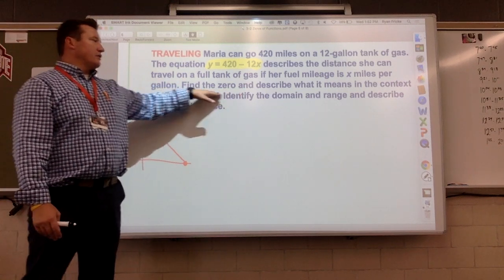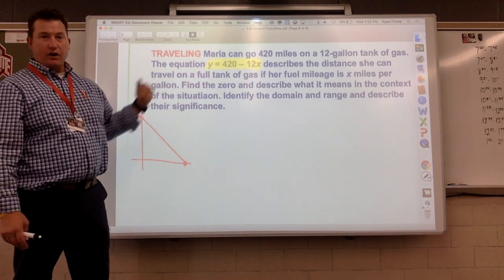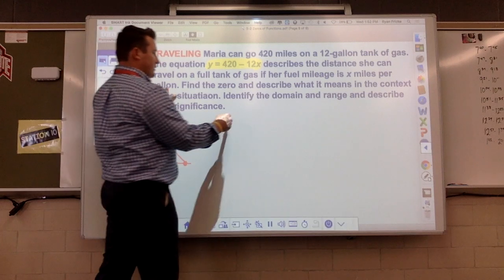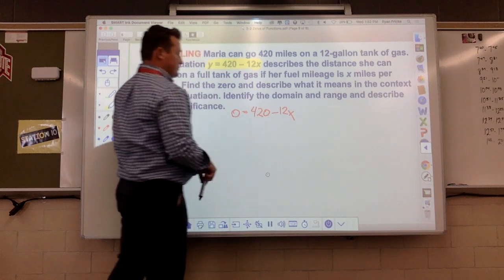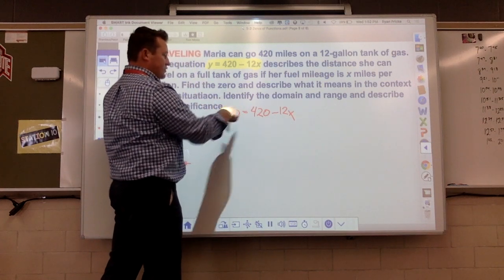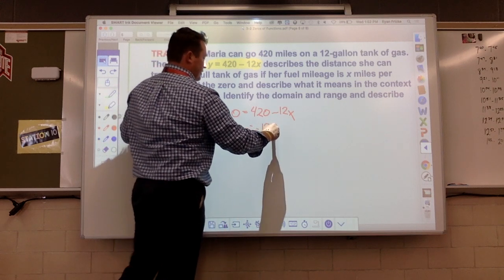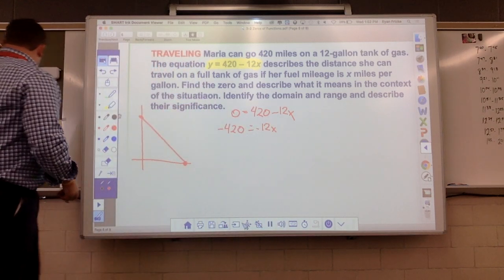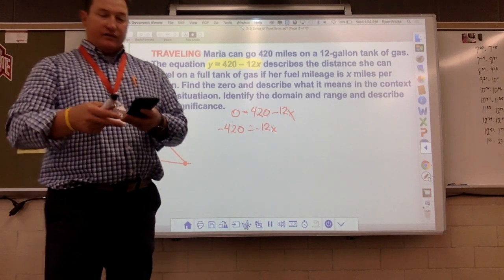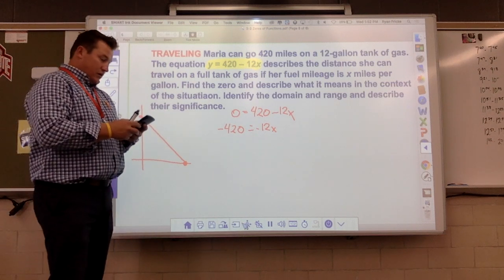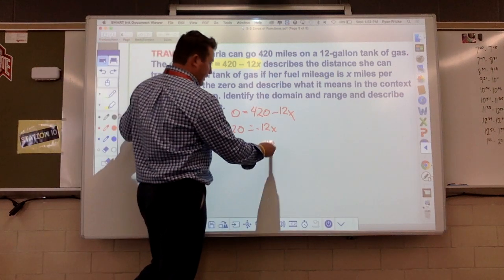So first off, find the zero and describe what it means. To find the zero, replace y with 0 and solve for x. So 0 equals 420 minus 12x. We're going to move 420 over here by subtracting it, and it will turn into negative 420. I don't think these numbers divide out well. We're going to divide by 12. I get the number 35. This actually does work out well. Sweet.